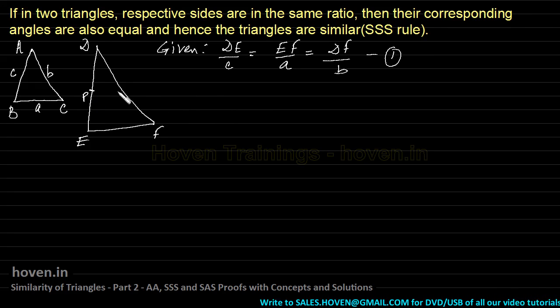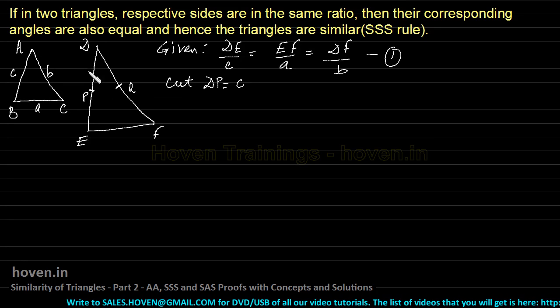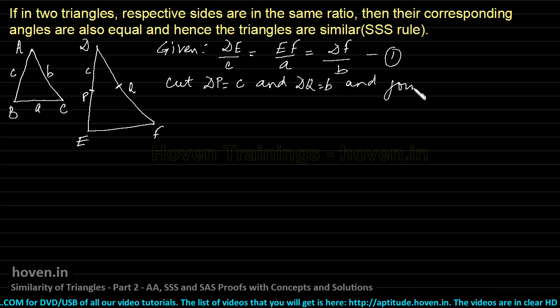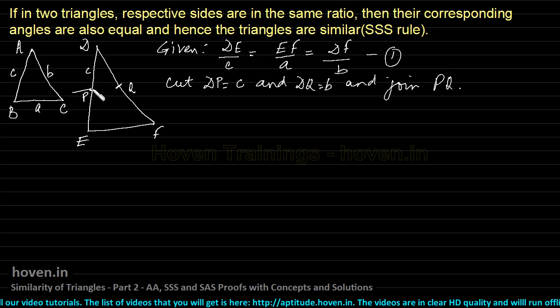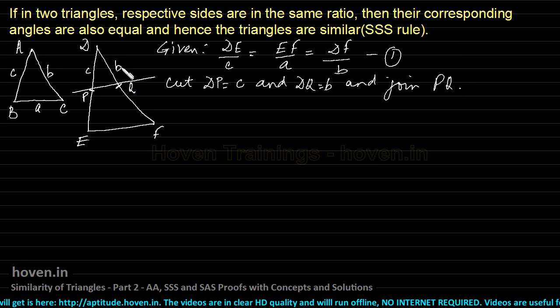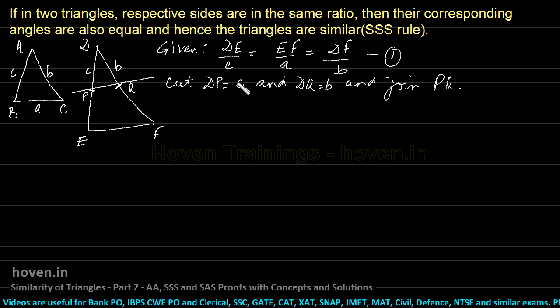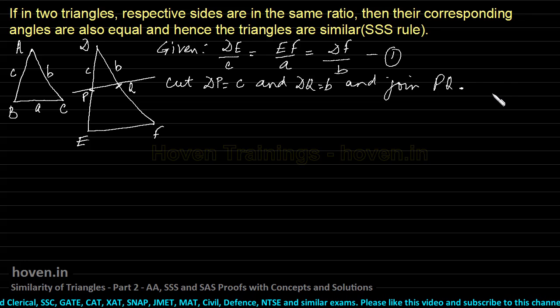Take a point P here and take a point Q here. We'll write cut DP equal to C and DQ equal to B and join PQ. So let us join P and Q. DP has been cut equal to C, DQ has been cut equal to B, which is absolutely possible because we can cut any length along a line. We have done nothing wrong so far. P and Q are two points such that DP is C and DQ is B. This ratio, DE by C, has already been given to us. This is our first step in the proof that we have begun by joining PQ. This is the current stage now.